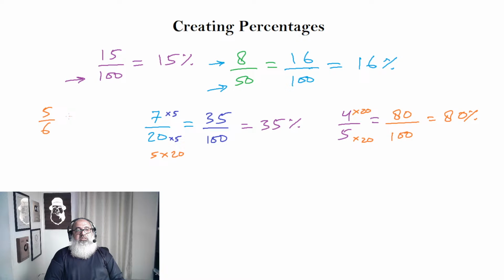So 83 whole number, 1 over 3 or 1/3, in percentages. Sorry, my bad, this is in percentage. So the question was this: 5 over 6 in fraction is equal to 83 and 1/3, 83 whole number, 1 over 3%.